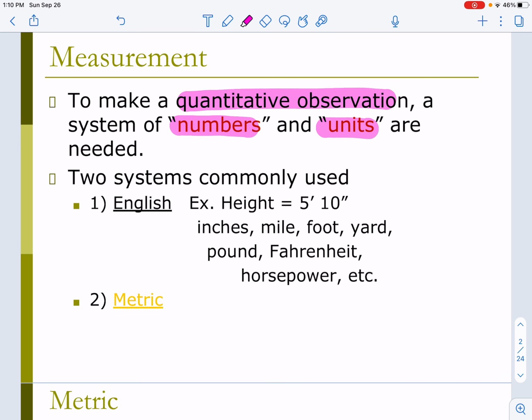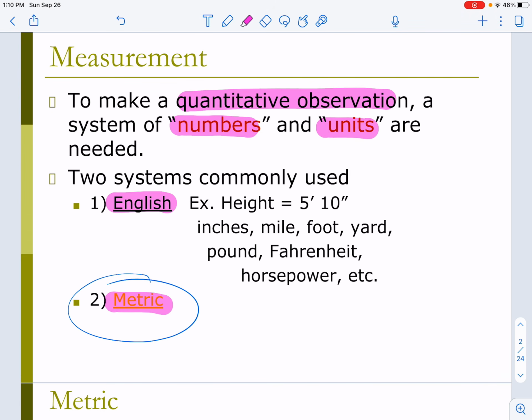So there's two systems that are commonly used. There's the English system, which we use here in the United States, and a couple other countries use it, and then the metric system, the common system we use in sciences, and most people use this system throughout the world. So we in the United States kind of use a little bit of both, but in science, we are always going to be using this metric system.